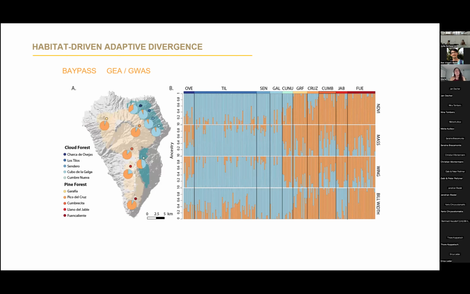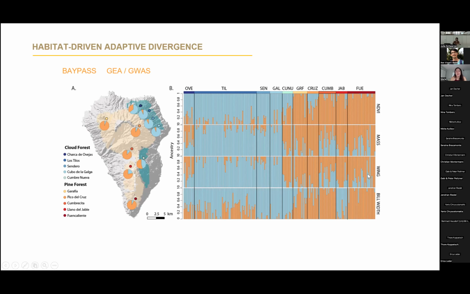Then we also implemented BayPass, which can be used either as a genome-environment association analysis or as a genome-wide association study, depending on whether you use an environmental or a phenotypic variable. And then we performed an admixture analysis using the outlier loci recovered with this method, using these four variables: the NDVI again, and then three phenotypic variables, the body mass, the wing length, and the bill width. And as you can see, again with the NDVI, we recover this habitat-related structure.